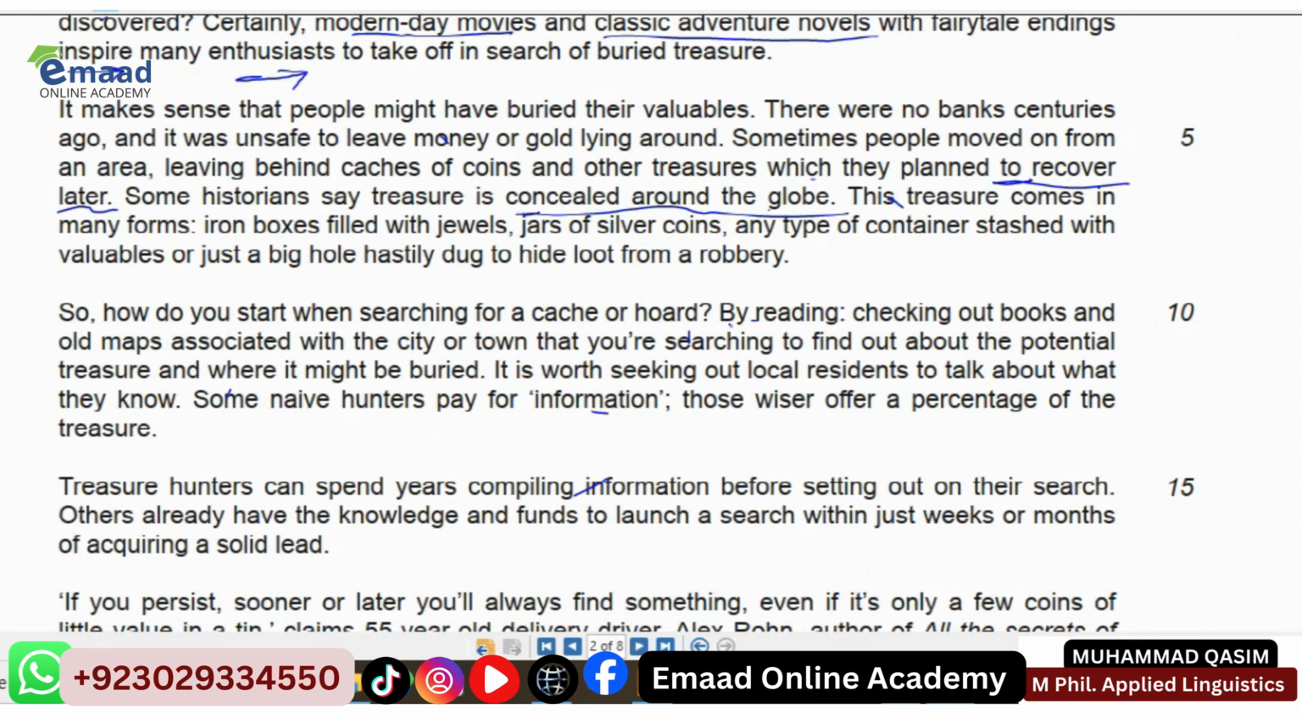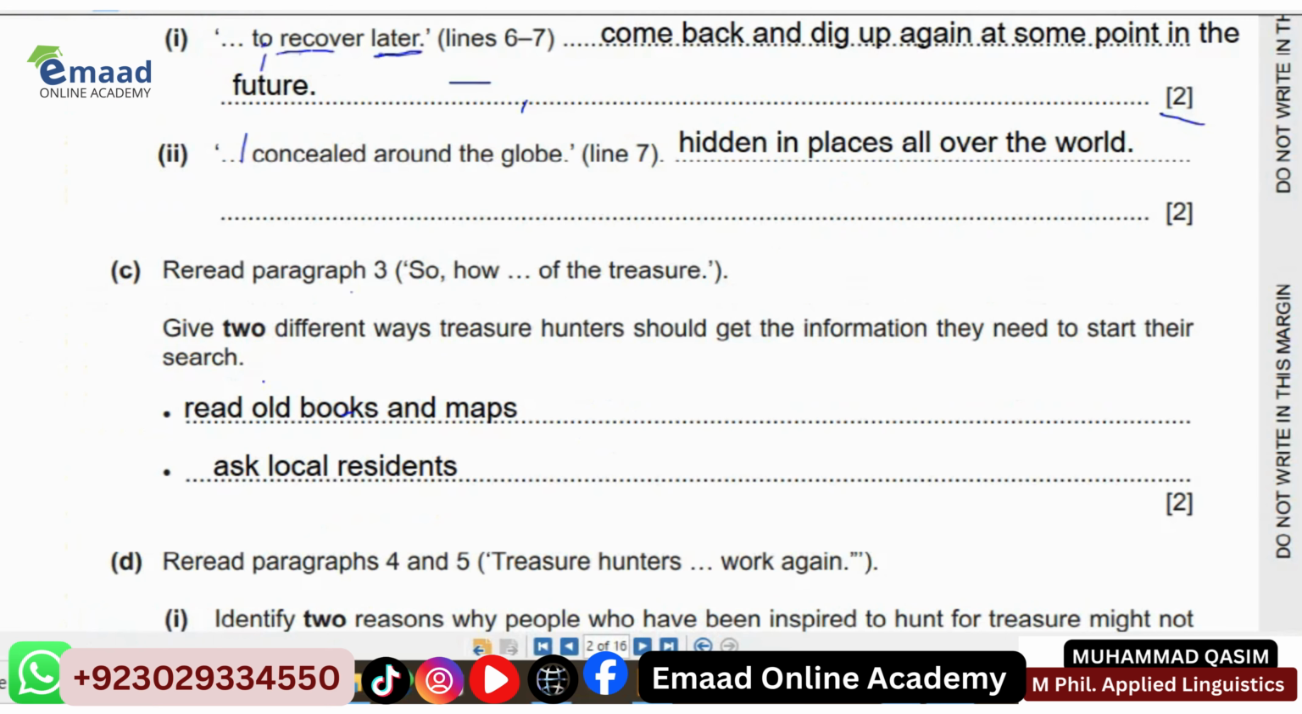By reading. So the first thing, checking out books and old maps associated with the city or town that you are searching to find out about the potential treasure and where it might be buried. It is worth seeking out local residents to talk about what they know. Some treasure hunters pay for information. Others, wiser, offer a percentage of treasure. Wow. So some people offer that if you give me information, I will pay you. Some say I will give you a percentage. After rereading this paragraph 3, let's try this question now.